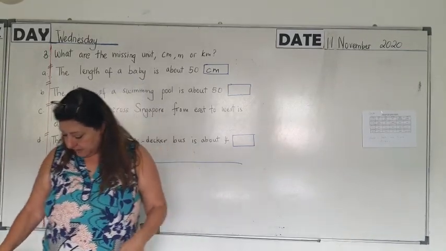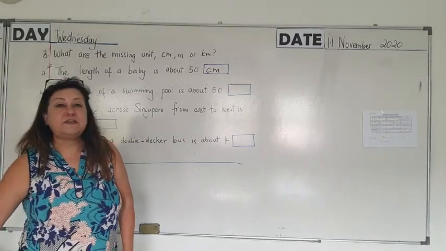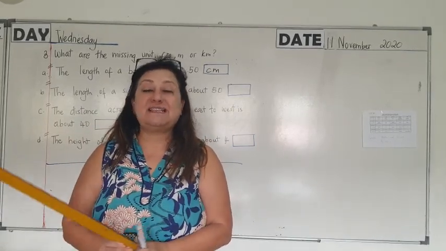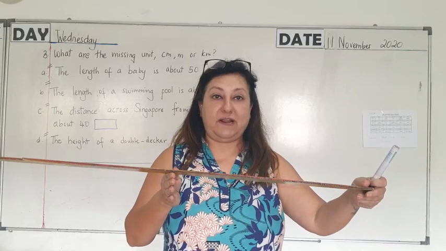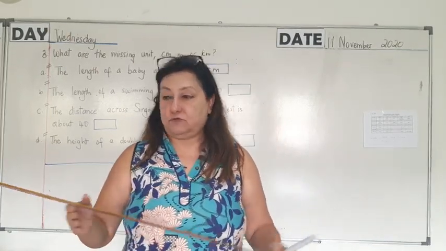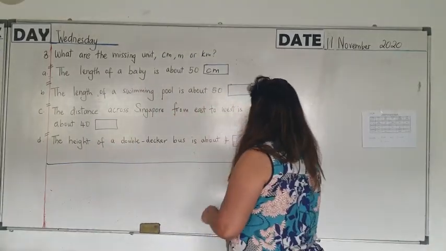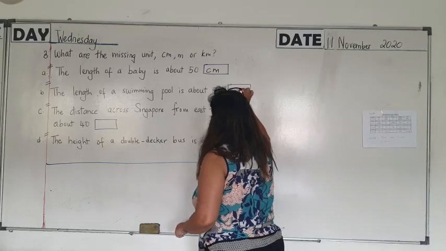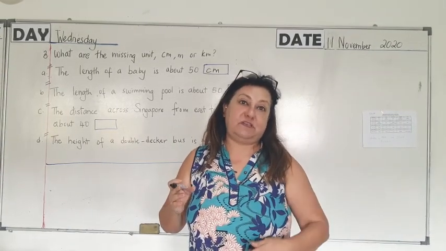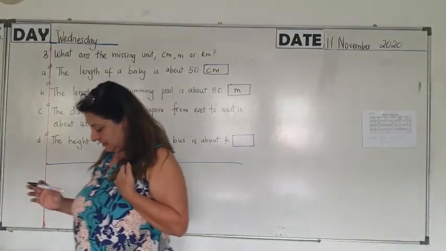Okay, number 2. The length of a swimming pool is 50. Now, it cannot be 50 cm. 50 cm is so small, like I told you about the baby, which is half of this ruler. So, swimming pool is not this small, okay? So, swimming pool is 50 m. It cannot be km. Km again is from here to Bangsar, 50 km. So, is the swimming pool so long? No. So 50 m is a reasonable answer, okay?